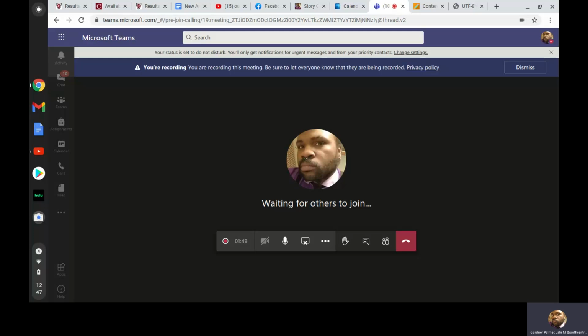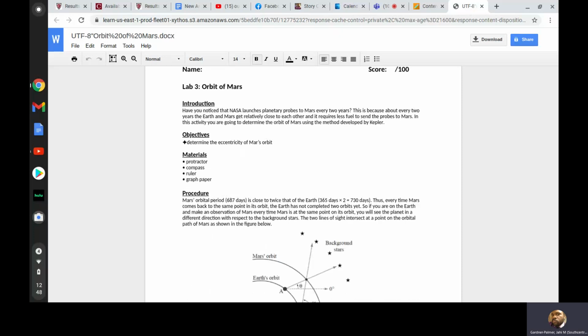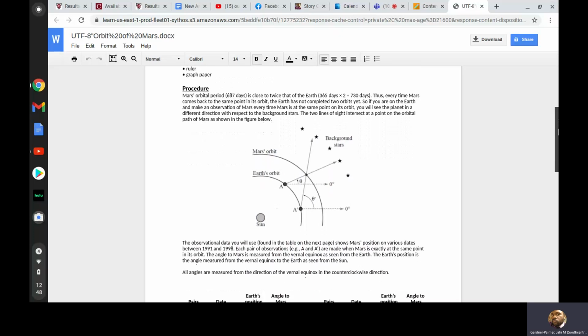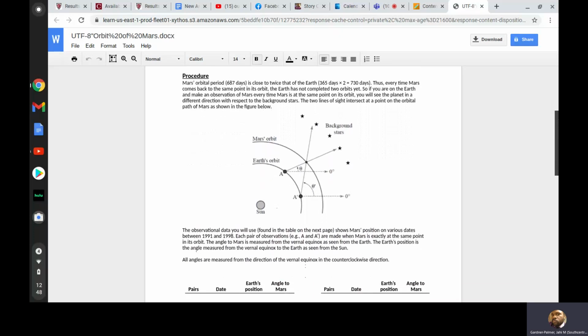I'm going to go ahead and share my screen. So I'm just going to put the lab right up on the screen here. Okay, so the last lab we did, of course, we constructed the orbit of Mercury, and this is a little different. This one is going to be done a little bit differently. So you'll start off, of course, you'll draw the sun in the middle, and then you'll draw a circle around it about 10 centimeter diameter. Now, this circle that you're drawing, this is going to be where the Earth is. So the Earth is going to be somewhere on this line, and Mars is going to be outside of that.